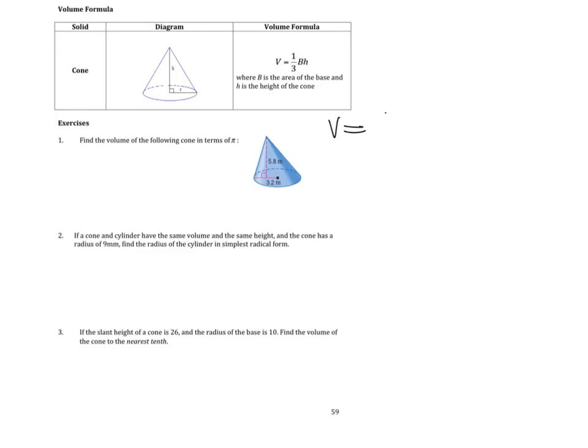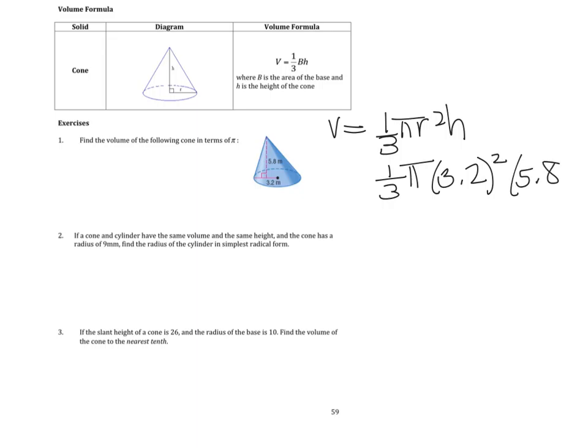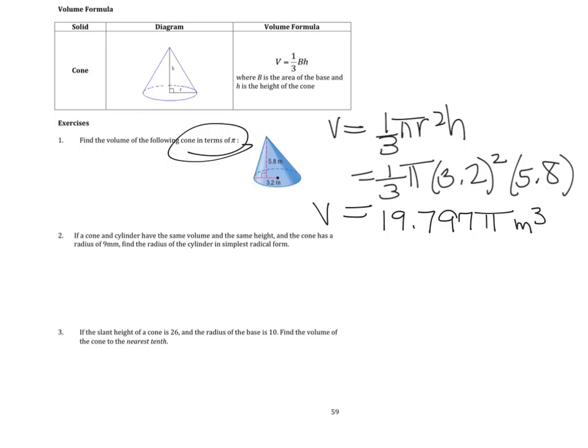Okay, I'm going to write the formula. So my radius is 3.2. We need to square that, and my height is 5.8. We get an end product of 19.797 pi. It says to solve this in terms of pi, so we're going to leave pi as the answer, and that is cubic meters.